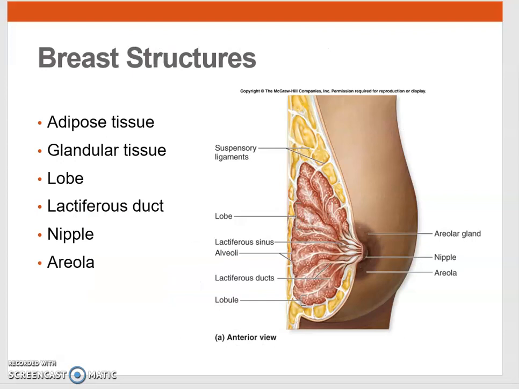We'll also be talking about structures of the breast, and we won't go into great depth on this, but we will cover some of these structures. We'll review adipose tissue, which once again is fat tissue. Then, of course, the breast also has glandular tissue. There's a lobe, lactiferous duct, the nipple, and the areola. So all these are components of breast structure.